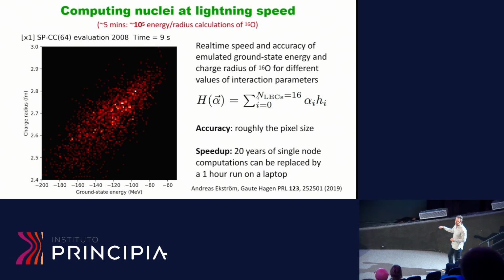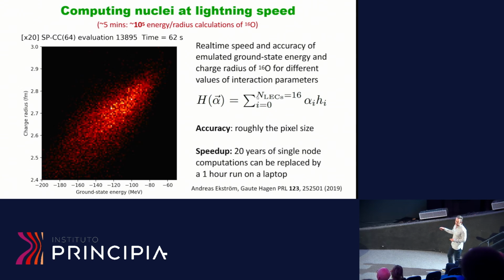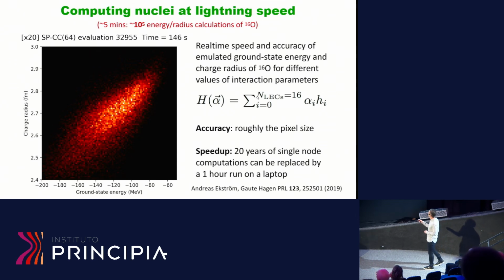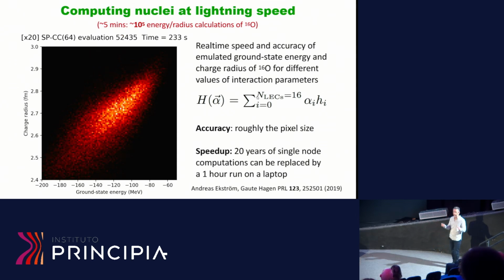This is showing you in real time now, using the subspace coupled cluster calculations of charge radii and ground state energy evaluations of oxygen 16. Right, so the accuracy of these, let's say, emulations here is roughly the size of the pixel size. And the speed up is really tremendous here, right? So 20 years of single node computations can now be replaced by a 1 hour run on a standard laptop, which then allows us really to perform this kind of simulations or sensitivity analysis that we see here. So in 5 minutes here, we have 10 to the 5 energy and radii evaluations.